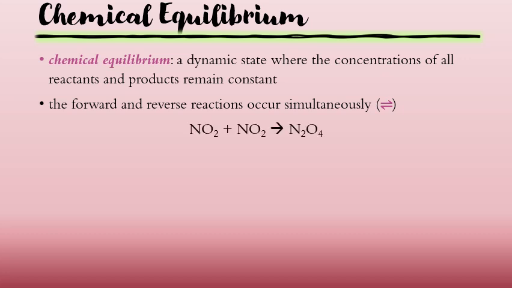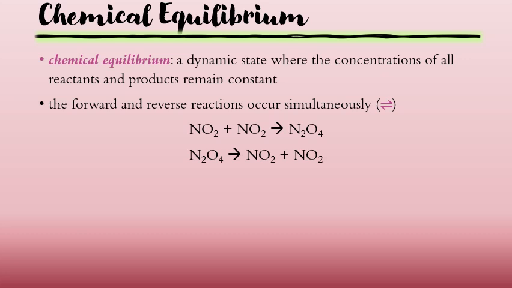So let's look at this forward reaction. This is what we're used to seeing. You have two nitrogen dioxides combining to form dinitrogen tetroxide. That's a forward reaction, so this is the forward direction. It is possible that at the same time you have this combination going, you'll have the decomposition reaction occurring going the other way. At the same time that those two nitrogen dioxides are combining, you're going to have some of that dinitrogen tetroxide decomposing back into your nitrogen dioxides.